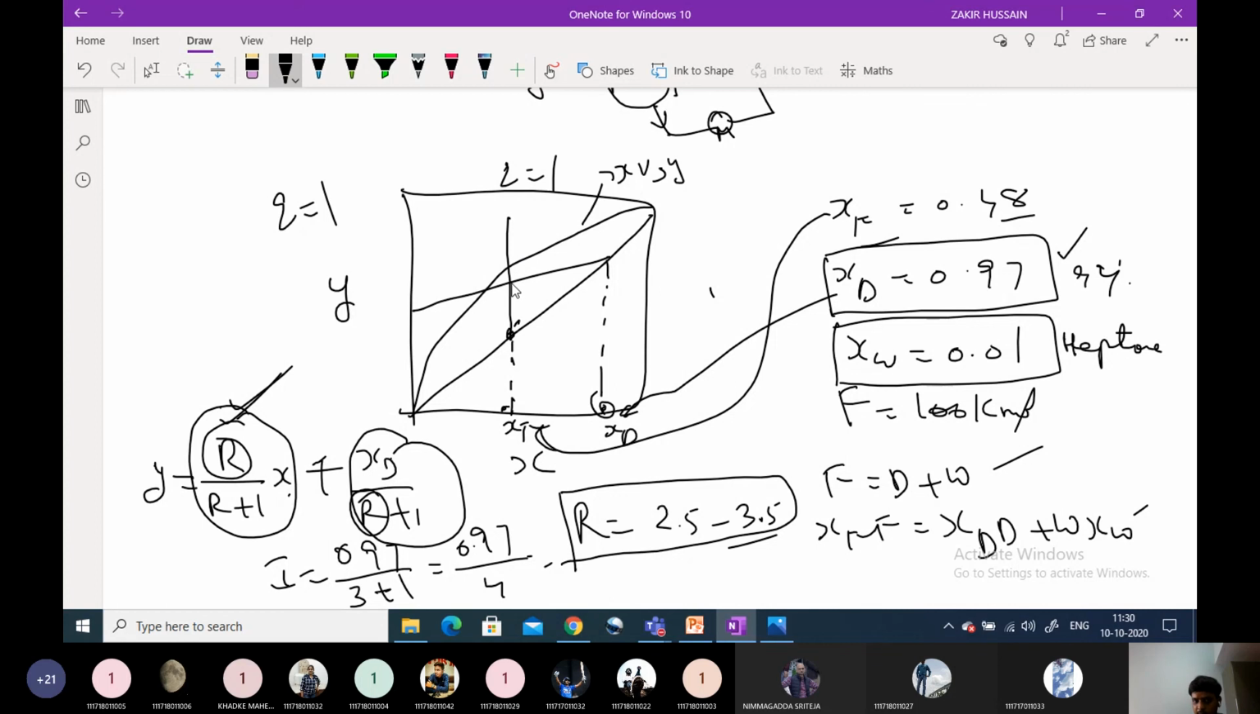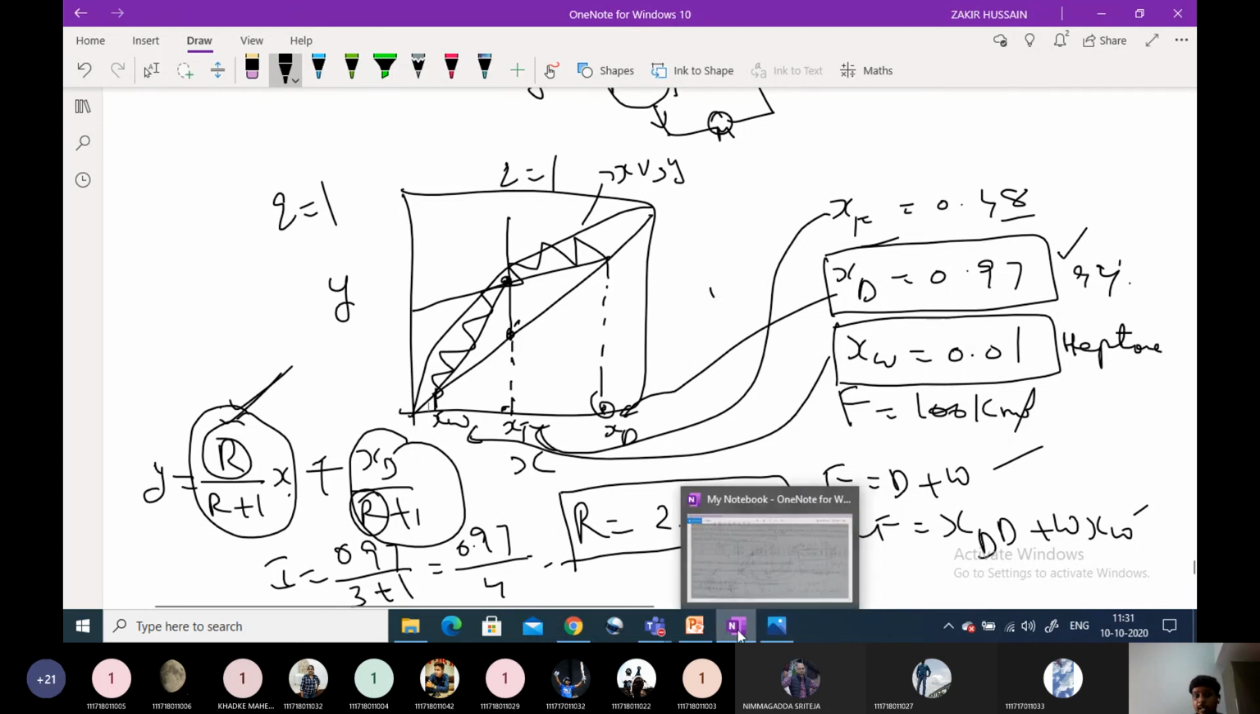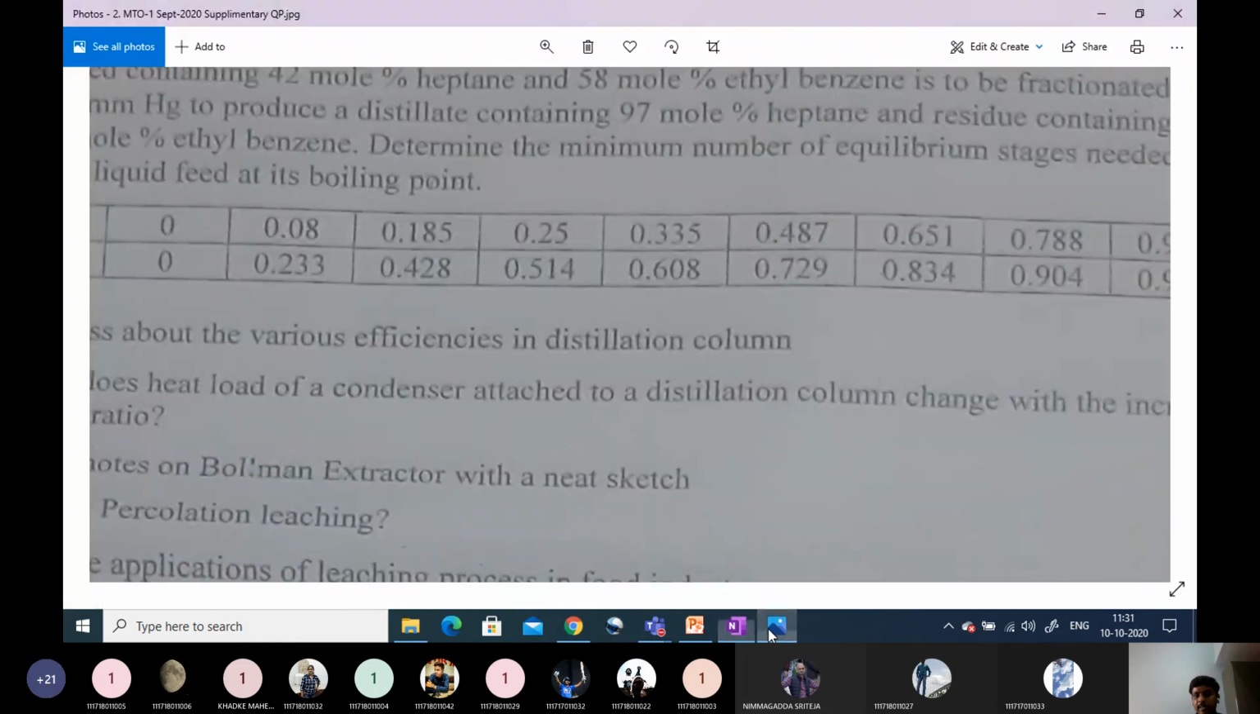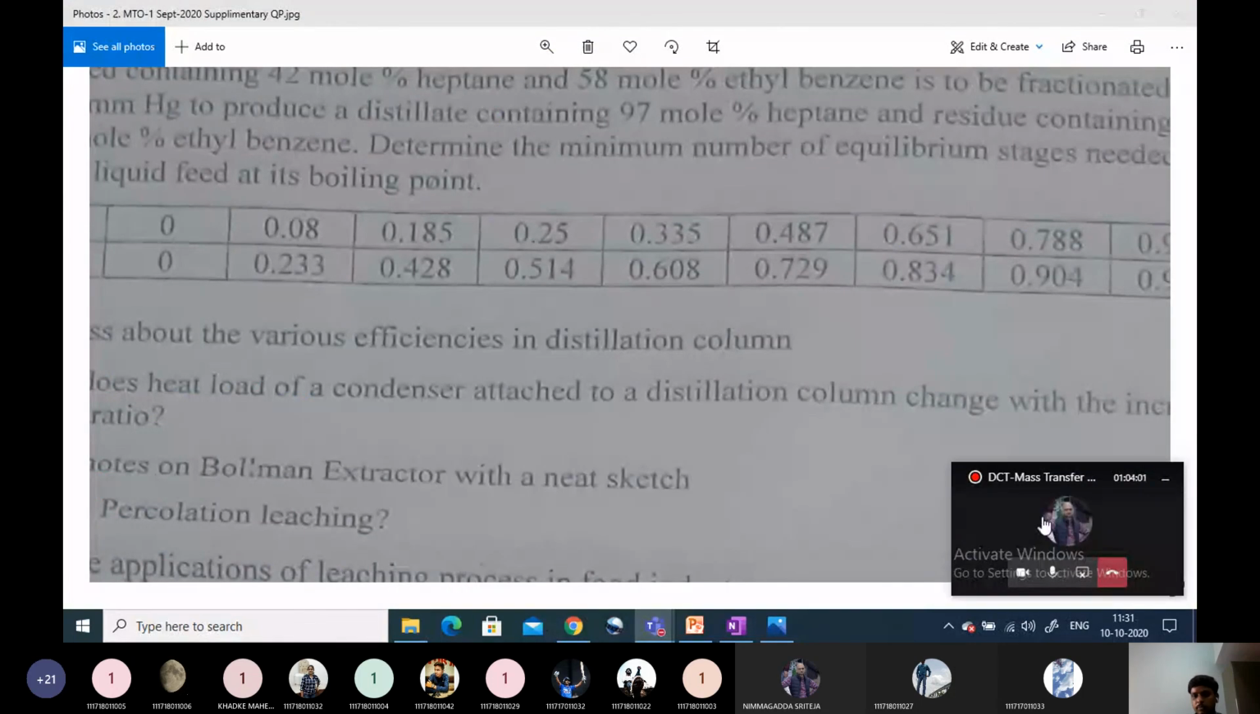Then, connecting this line, XW we also know, 0.01. XW should be projected up to the diagonal line. Then the intersection point of these two lines, we have to connect like this. So now there is no problem, we can draw plates. The only missing data is R, so that one you can just assume. Try to attempt this type of problem. It will be very easy, and you will get full marks if you attempt this. Even if you don't judiciously assume the data, it is fine. Any data you can just assume.